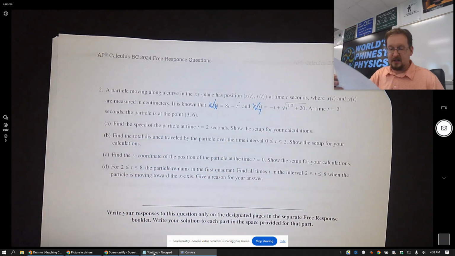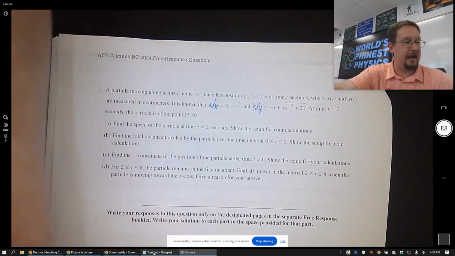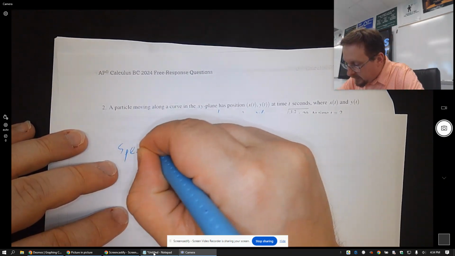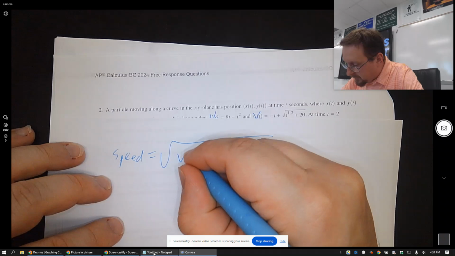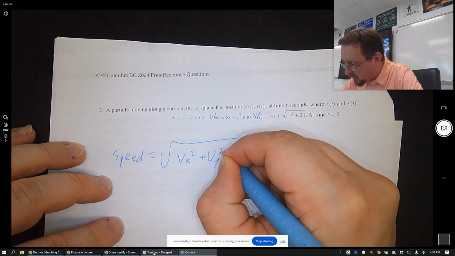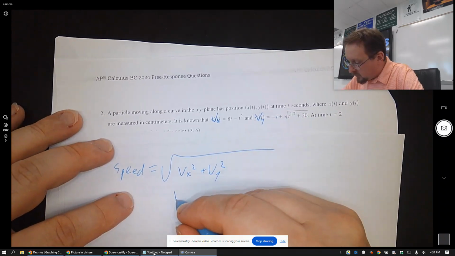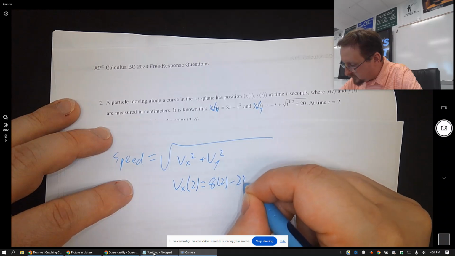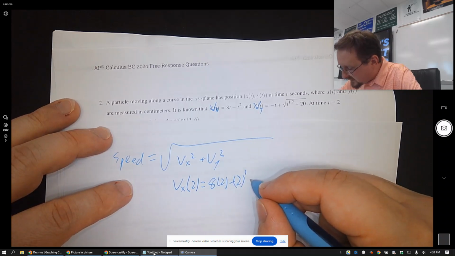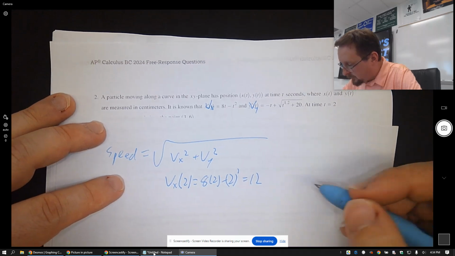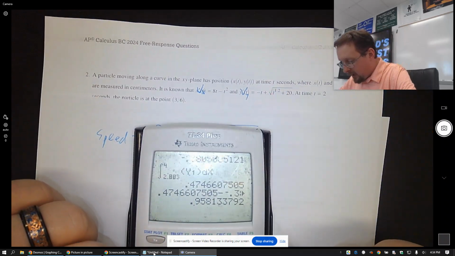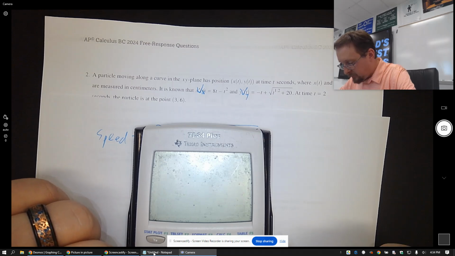So here's what you need to know about speed. Speed is the Pythagorean theorem of the x and y components. So what I'm going to do is Vx at 2 is going to be 8 times 2 minus 2 squared, which is 12. I hope I'm doing that right. Actually, I don't know. Maybe I should do this.